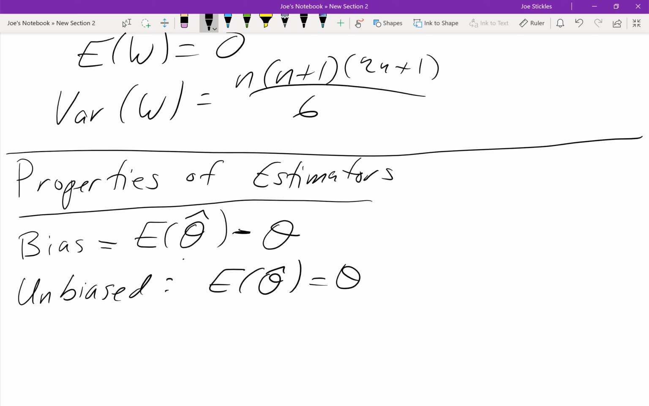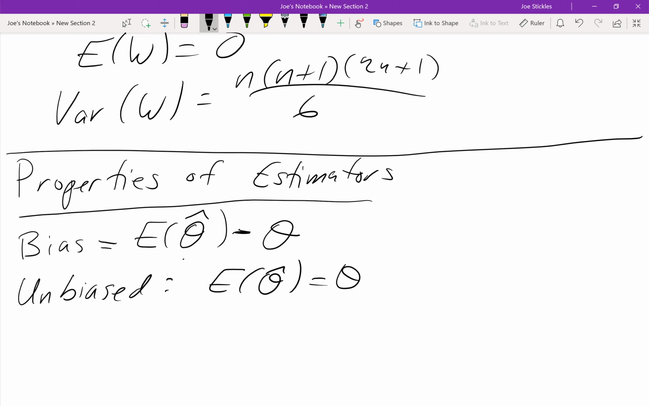Or, given an estimator, can you find a constant so that when you multiply by it, you get an unbiased estimator? Again, just find the expected value and multiply it by the appropriate constant that cancels out whatever constant you have out in front.